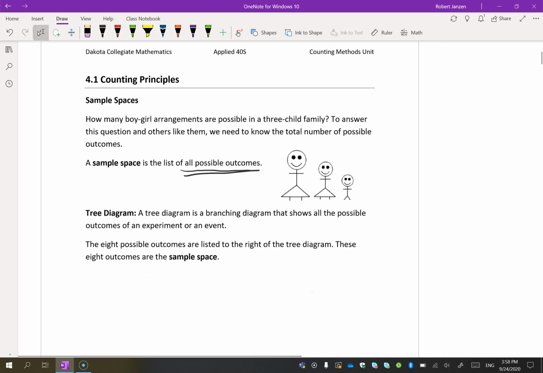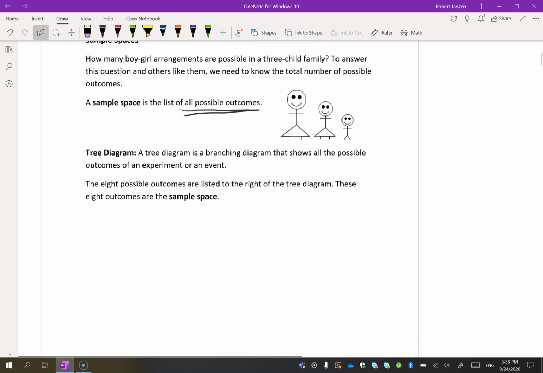How many boy-girl arrangements are possible in a 3-child family? All right, well, you could have a boy, a girl, and another boy. You could have 2 girls and a boy. There are quite a few possibilities. Those are the possible outcomes. We're going to look at how can we make sure that we show all of the possible outcomes.